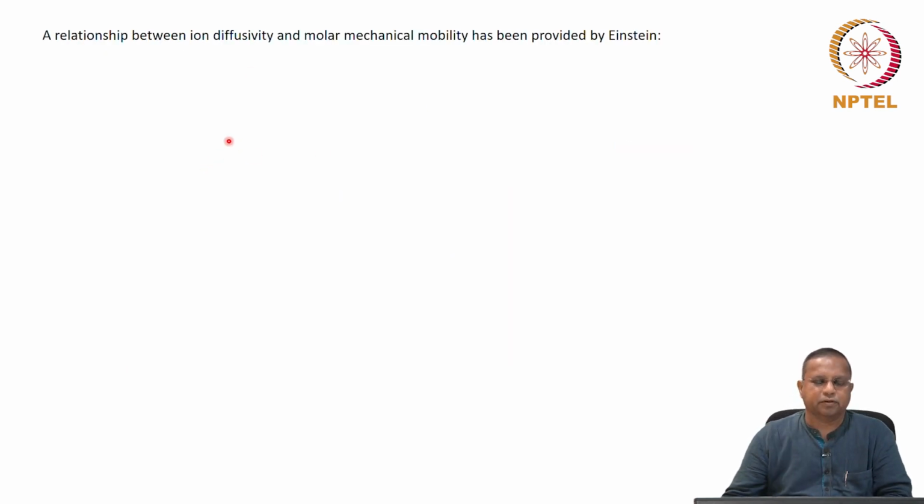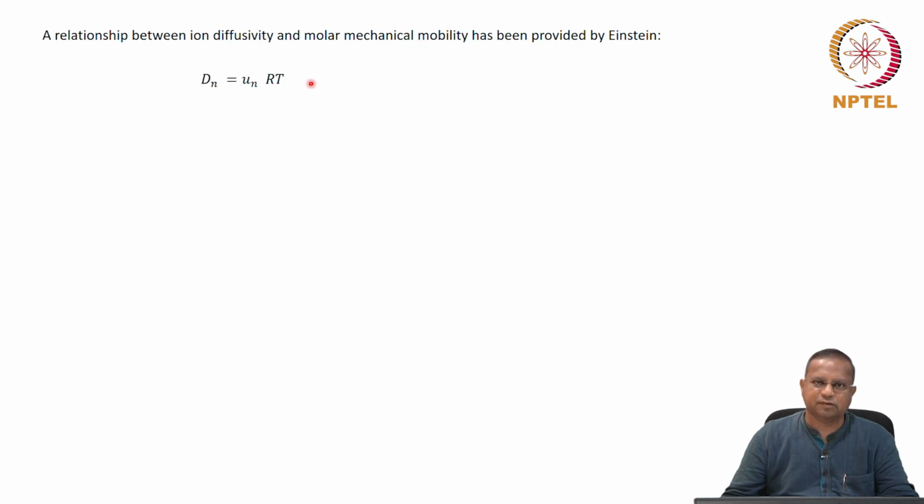A relationship between ion diffusivity, dn in this case, and molar mechanical mobility has been provided by Einstein. He did a lot of work on these aspects. He has provided us with a relationship between ion diffusivity and molar mechanical mobility, which we will directly use here. We are not going to get into how that arises. If you are interested, you can go back into the archives and take a look at those original papers. But here we are just going to use the relationship between ion diffusivity and molar mechanical mobility that was provided by Einstein, or Einstein's relationship.